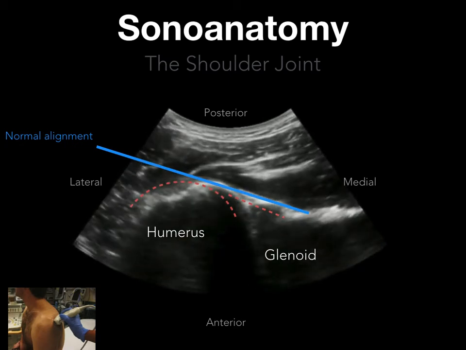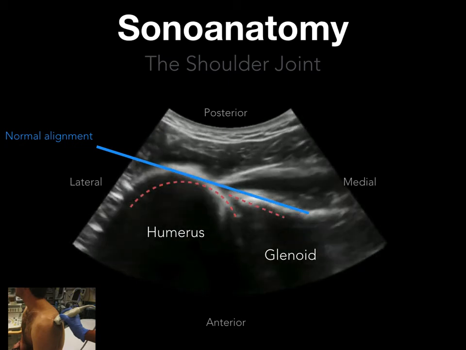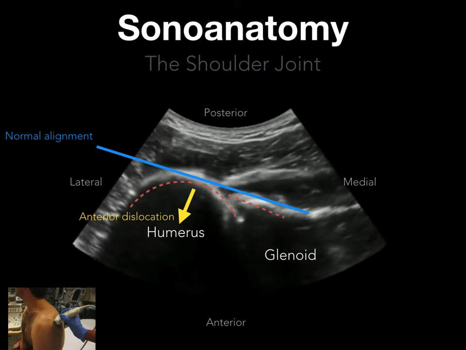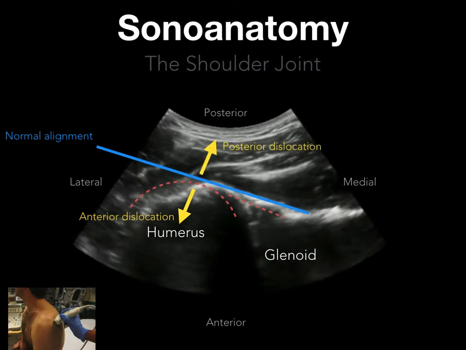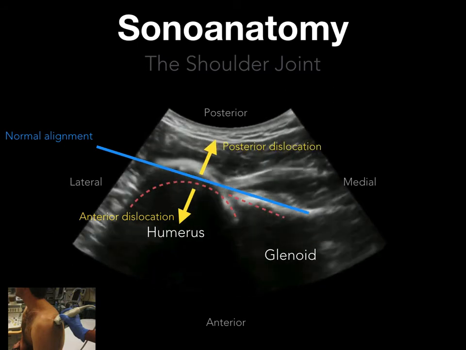In a dislocation, we'll see displacement of the humeral head either anteriorly, as in the anterior dislocation, or posteriorly towards the skin in a posterior dislocation.